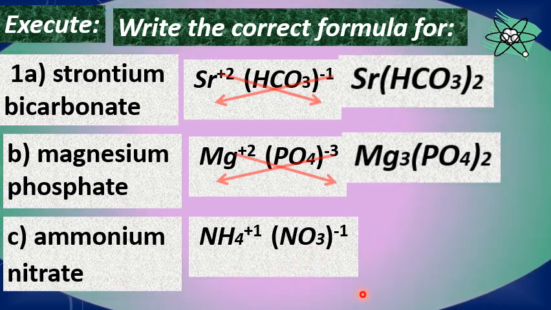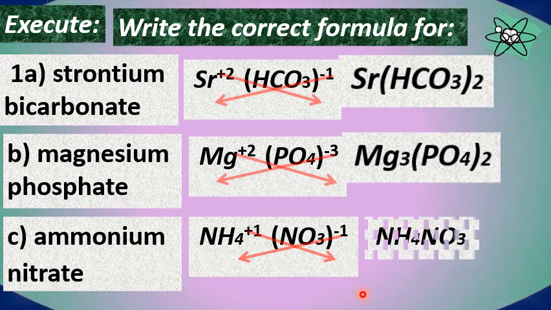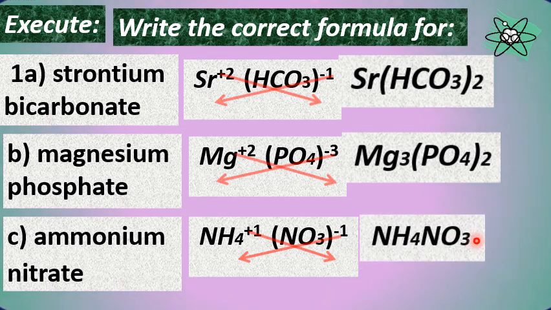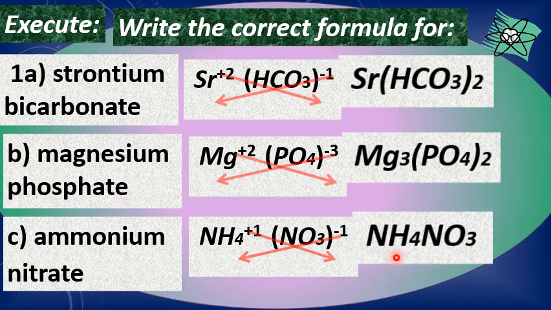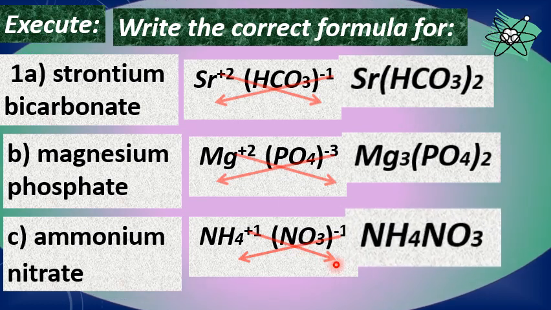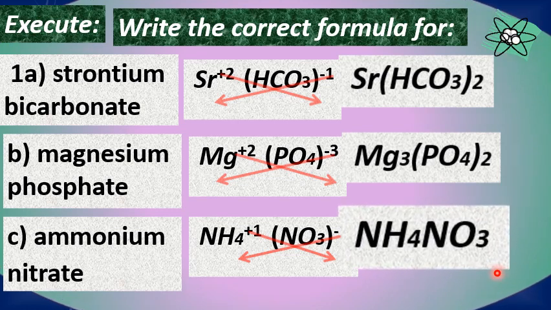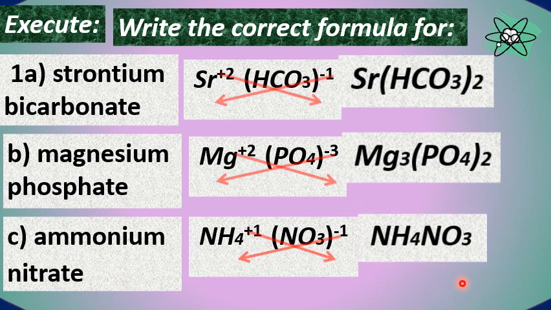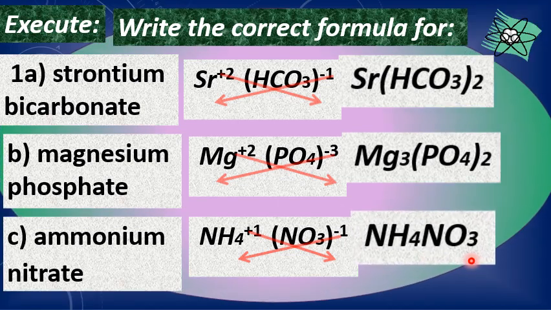So doing your crisscross, we will produce the formula for ammonium nitrate written as NH4NO3. Notice that there is no need for the parentheses anymore because upon crisscrossing, both ammonium and nitrate ions will have the same subscript. So we actually disregarded those subscripts already.